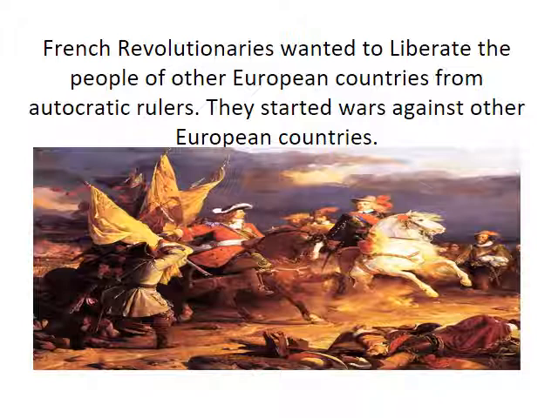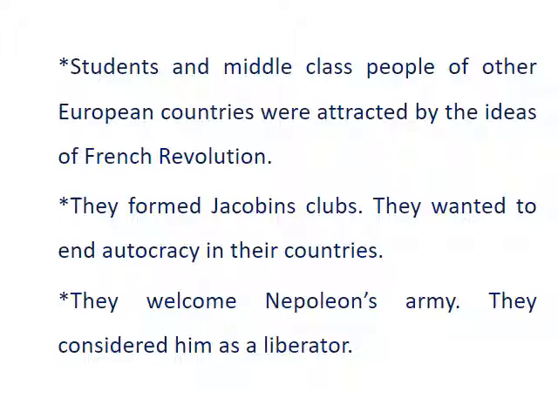French revolutionaries wanted to liberate the people of other European countries from autocratic rulers. They started wars against other European countries. So basically they thought that they were responsible, that they were sent by God on earth to liberate others as well. Students and middle class people of other European countries were attracted by the idea of the French Revolution. They formed Jacobin clubs. They wanted to end autocracy in their countries. They welcomed Napoleon's army. They considered him a liberator.